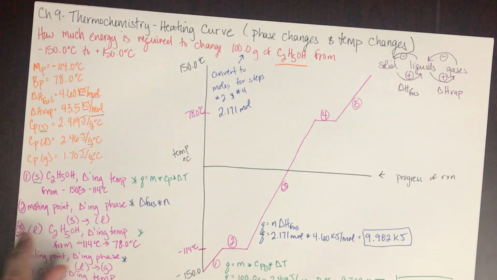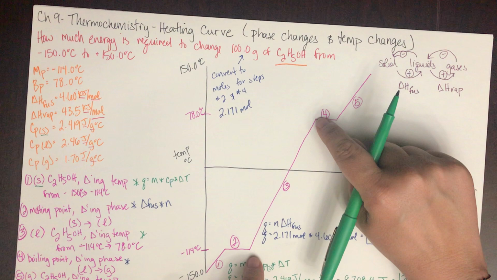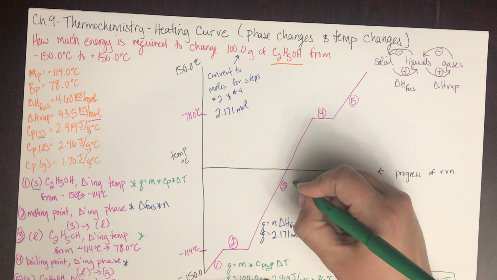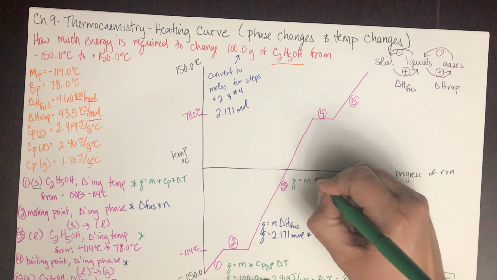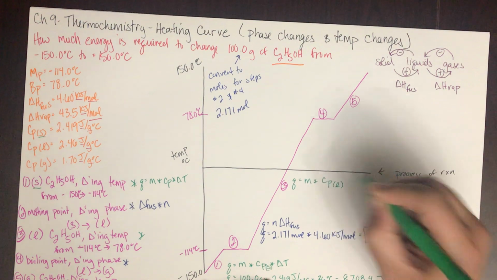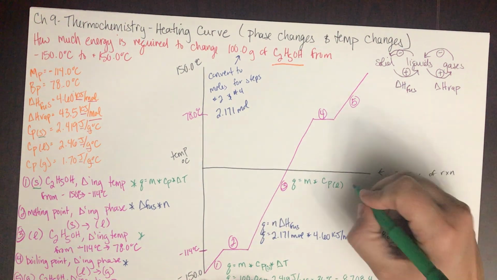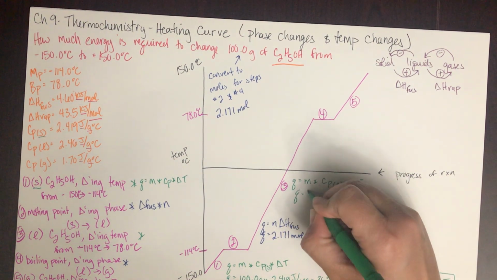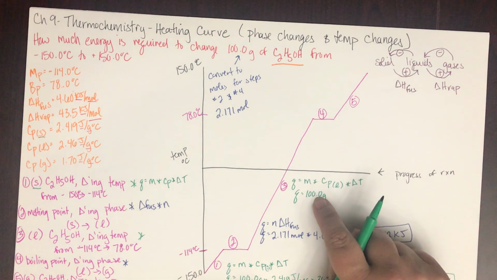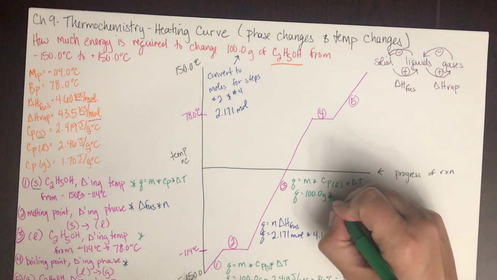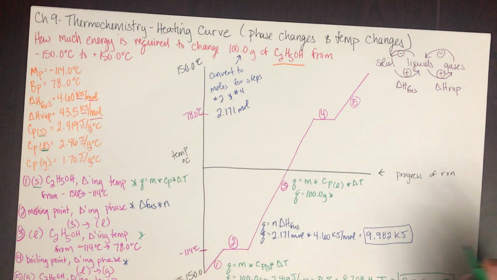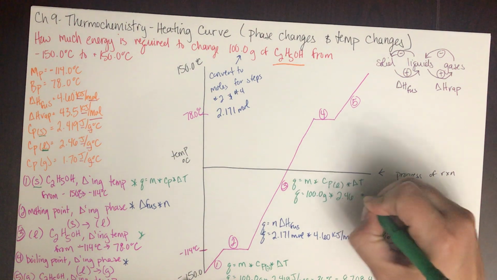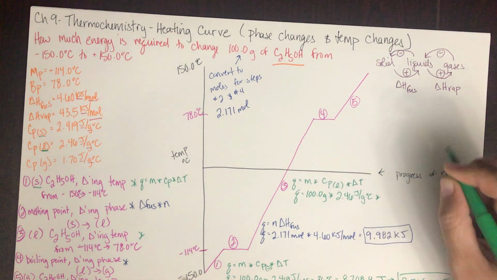Okay, step 3. So in step 3, what I'm doing is I'm converting liquid ethanol from negative 114 to positive 78. So I'm going to use this formula. Q equals mass times the specific heat of liquid ethanol, because that's what I have here, times change in temperature. So mass, 100 grams, don't forget you're using grams here and moles here, times the specific heat of the liquid, 2.46 joules per gram degree Celsius, times the change in temperature.